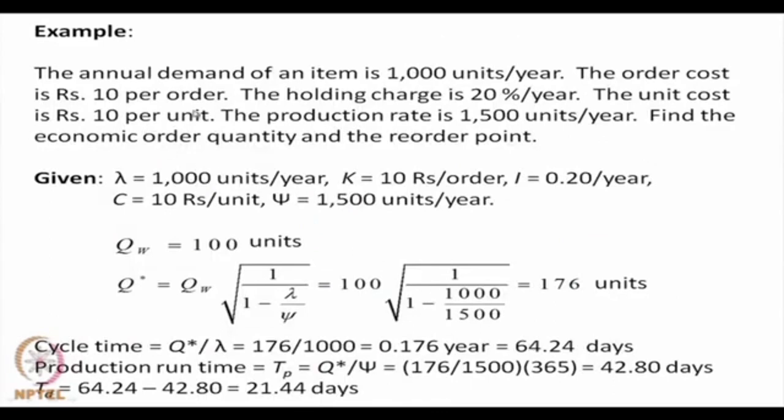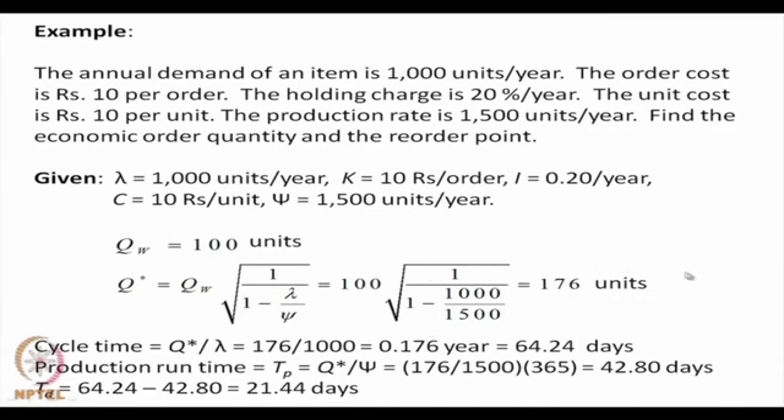We take a similar example as before. The annual demand is 1000 units, the setup cost is 10 rupees, holding charge is 20% per year, the unit cost is 10 rupees. Now, we have added the production rate as 1500 units per year. So, this is the same case as before, excepting that the production rate is 1500 units per year. So, Wilson's lot size is 100 and Q star is Q W into this, that is 100 divided by this, that comes to 176 units.